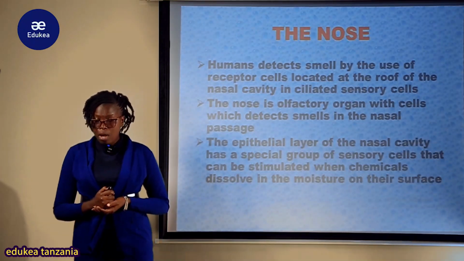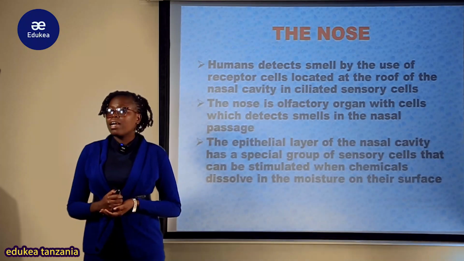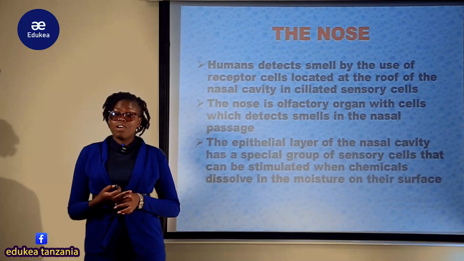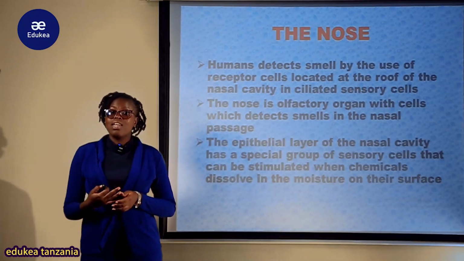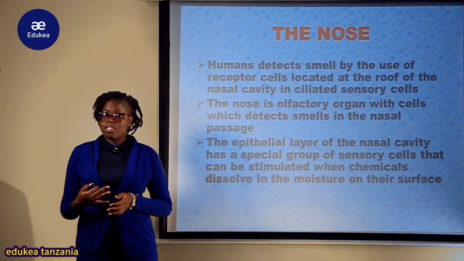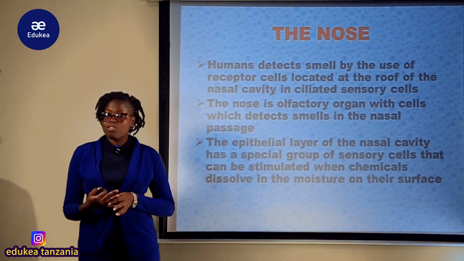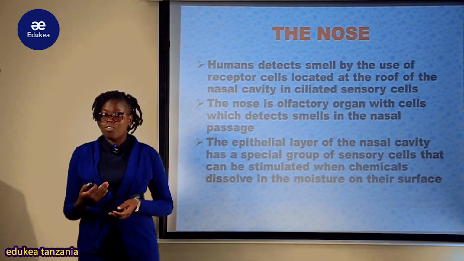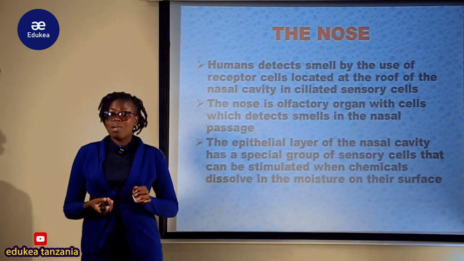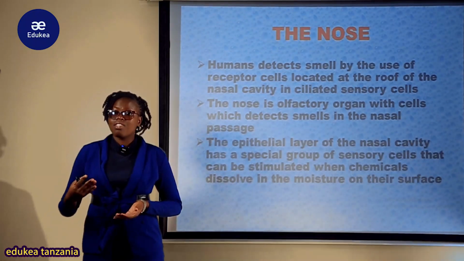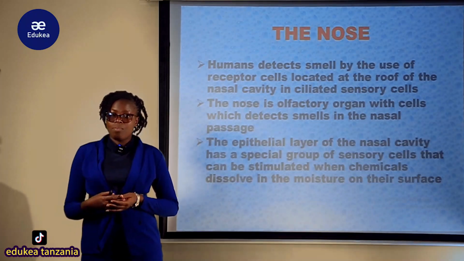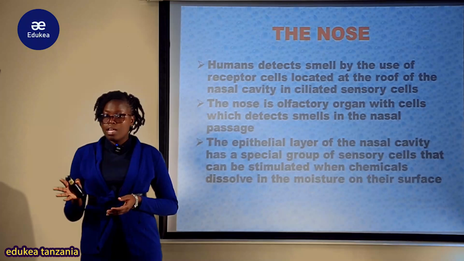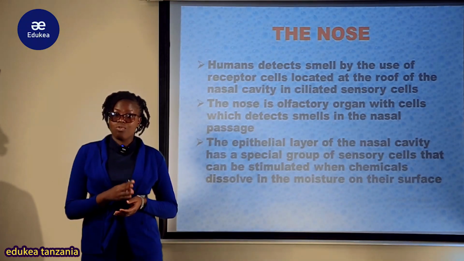Nose hii hapa ni pua ambayo main function yake ni katika detection of the smell. Kwa hiyo inakuwa ina canals yake ni olfactory lobes ambazo zenyewe kazi yake ni katika transmission of the sensory of the smell to the brain so that to make a person to be aware of a particular smell of a particular substance. Kwa mfano kama kuna smell ya dawa, kuna smell ya chakula, kuna smell ya kitu gani, mtu anaweza kudetermine after the interpretation by the brain kuweza kujua kwamba this smell ni hapa ni smell ya chakula, hapa ni smell ya dawa, hapa ni smell ya urine and so forth.